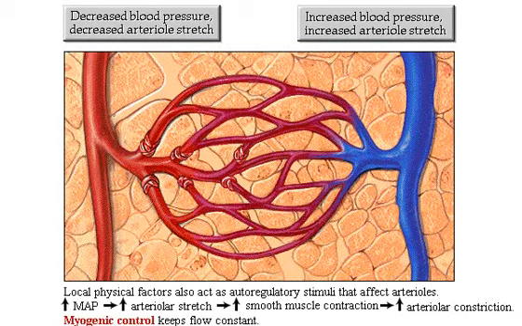Local physical factors acting on the vascular smooth muscle also act as autoregulatory stimuli. Increased mean arterial pressure further stretches arteriolar walls, causing their smooth muscle to contract, constricting the arterioles. This myogenic control keeps blood flow in the capillary beds constant in spite of changing mean arterial pressure. Click on each box to see the effect of changing blood pressure and blood volume on the local capillary bed.